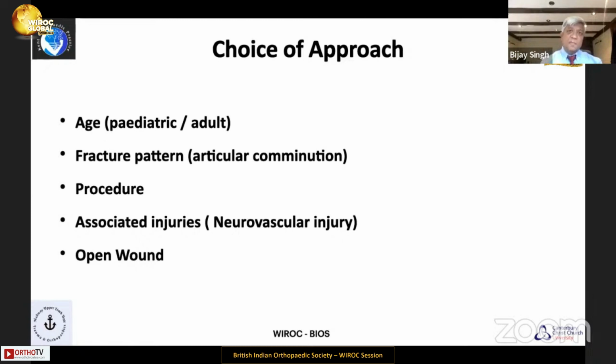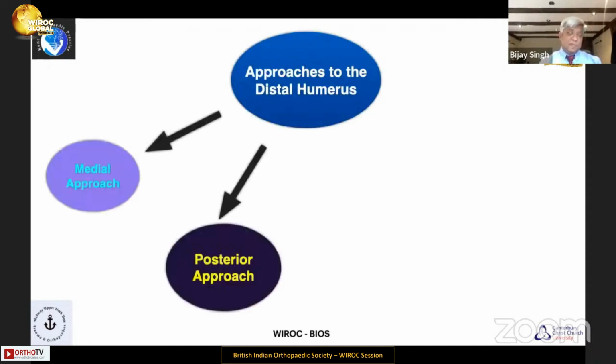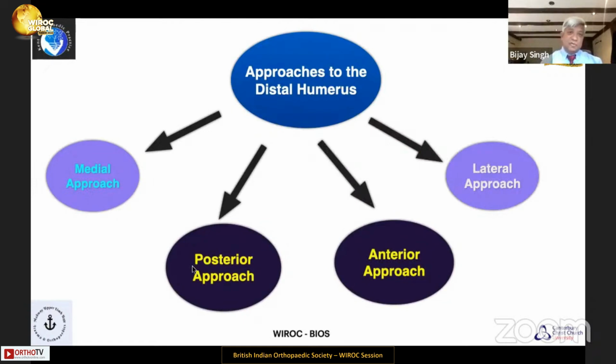is an open wound. If we look in a bit more detail at the distal humerus, you've got your medial approach, your posterior approach, your anterior approach, and the lateral approach. For an adult distal humerus fracture, the posterior approach is what is most commonly used.